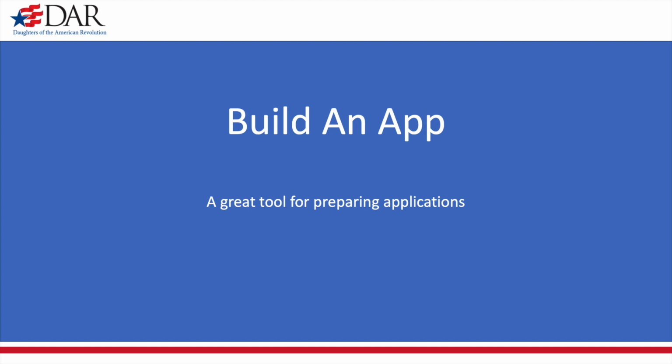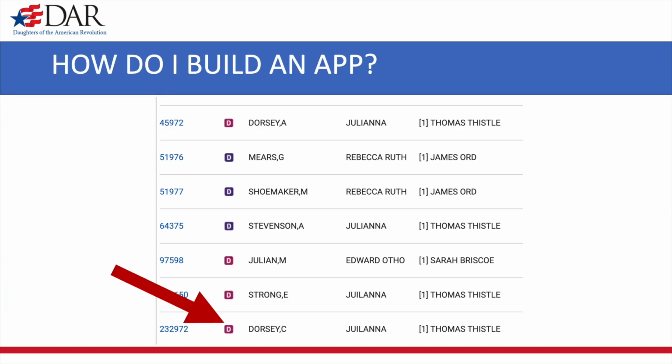Build an App is a wonderful tool designed to assist in preparing applications by using the GRS, Genealogical Research System. One of the great things about using Build an App, commonly referred to as BAA, is that it will always create an application using the most current form. So how does one build an application?